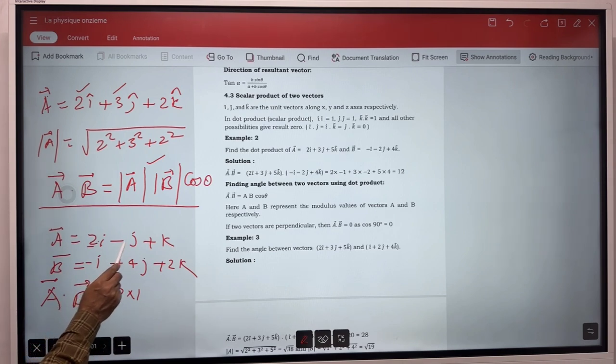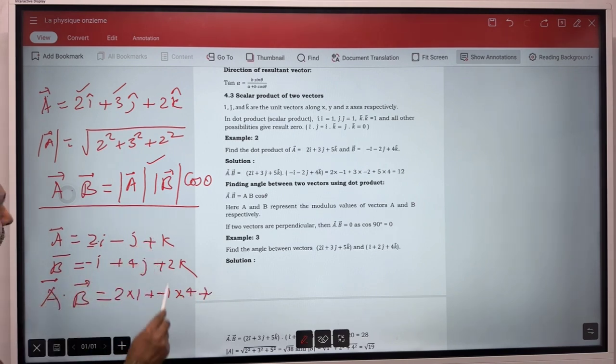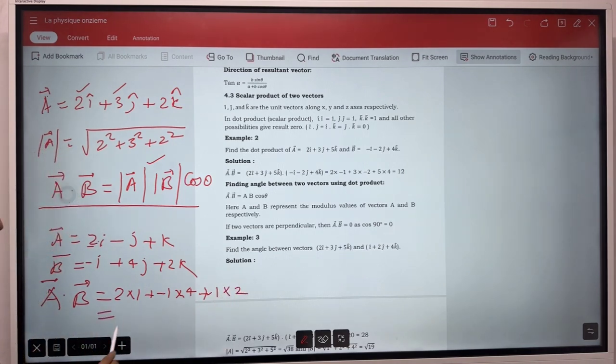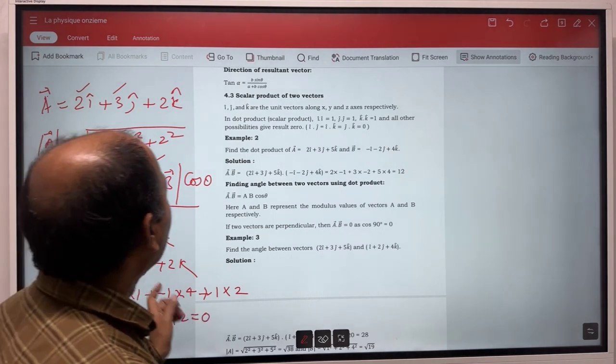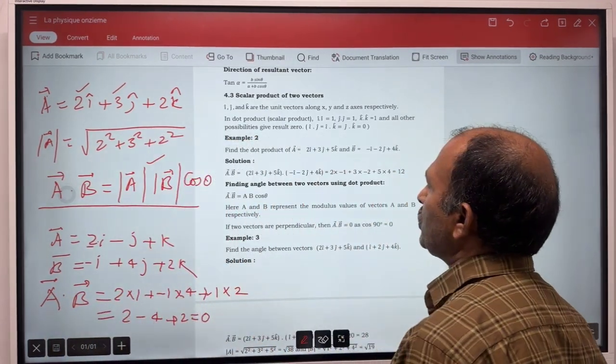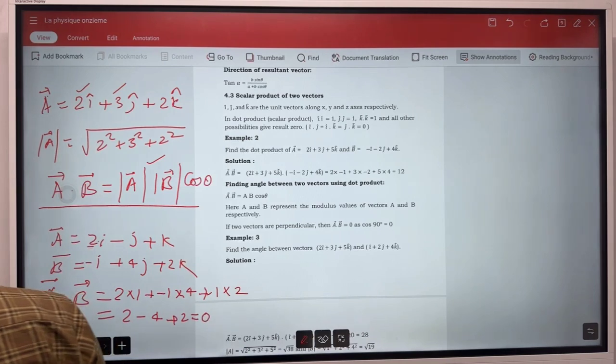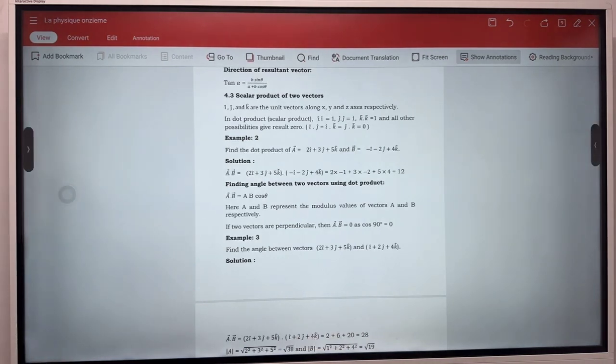So here the coefficient of j is -1 multiplied by the coefficient of j, which is 4, plus here the coefficient of k is 1 into 2. If you simplify, this is 2 minus 4 plus 2. This gives 0. You have understood? Now we are going to make use of this formula to get the angle between two given vectors.